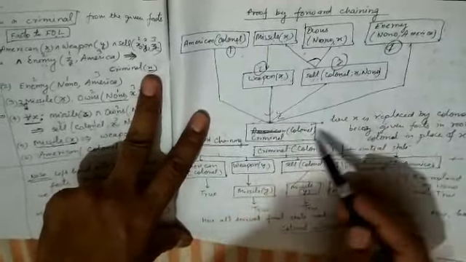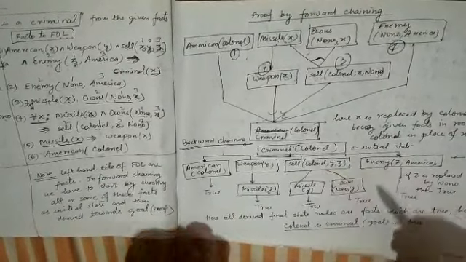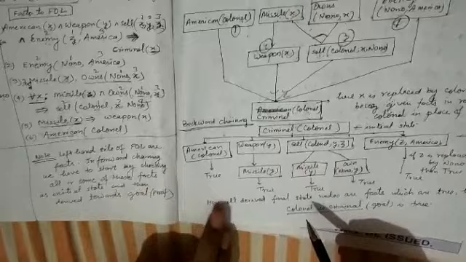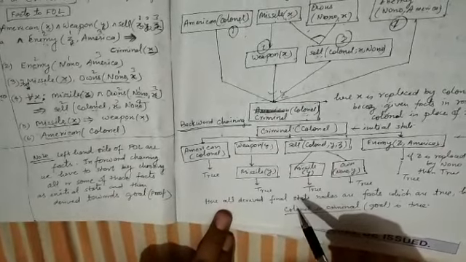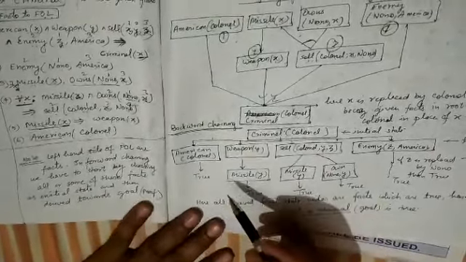This is how forward chaining can be used to prove the goal, our sentences. Now we will prove it by backward chaining. Backward chaining says: start from the goal.